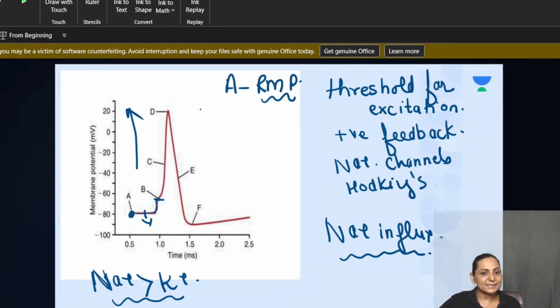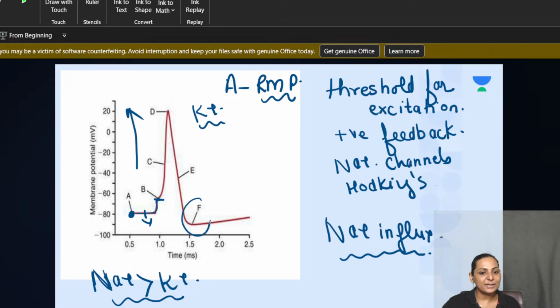At point D, there is closure of the sodium channels because they are voltage gated, and there is going to be opening of the potassium channels. And as the potassium channels open up, there is always going to be efflux. What is the reason? The reason is that ions move along their concentration gradient. So the potassium is more in the ICF, so it will move out, and you are returning back towards RMP.